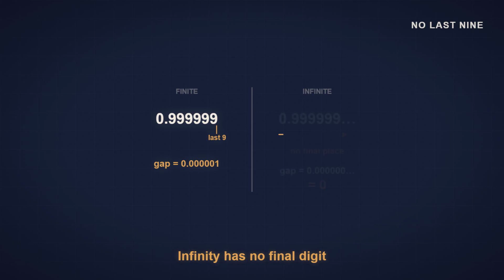The expression 1 minus 0.9 repeating does not become 0.000, followed eventually by a 1. Eventually never arrives. Every finite decimal place is already occupied by a 0 in the supposed difference. A real decimal made entirely of zeros is simply 0.